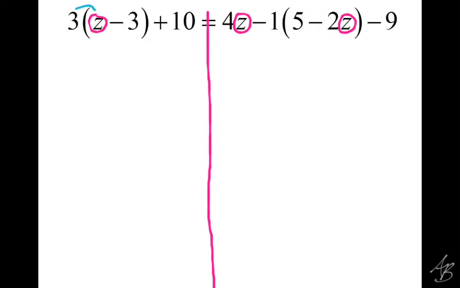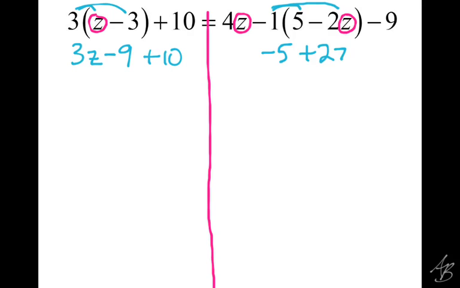So we want to distribute. 3 times z is? 3z. 3 times negative 3 is? Negative 9. And then we'll bring down our plus 10 on the left side. On the right side, we're going to distribute this negative 1. Negative 1 times 5 is? Negative 5. And negative 1 times negative 2z is? Positive 2z. And then we'll bring down everything else. So we've got the 4z over here and the minus 9 here. And I need one more thing. Equal sign, on the line of equality.